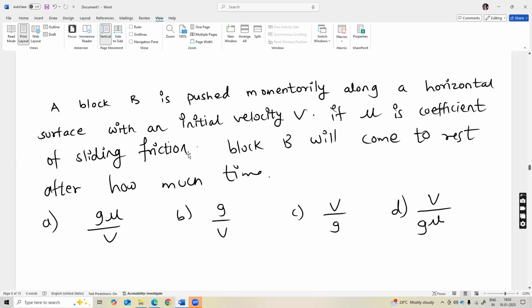Let's say this is the ground and this is a block B. Block B is pushed for a moment and it has achieved velocity v. The initial velocity is v and mu is the coefficient of friction. So can you find out the time? Take 1 minute and try to solve this question, and otherwise I will solve.